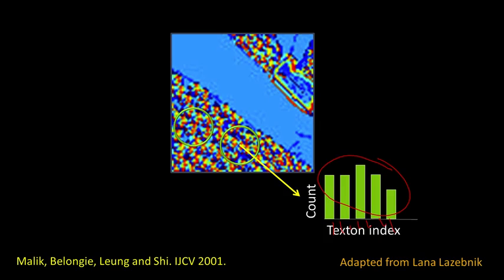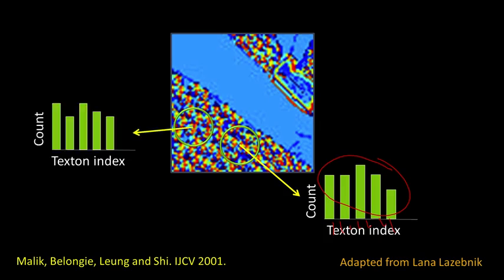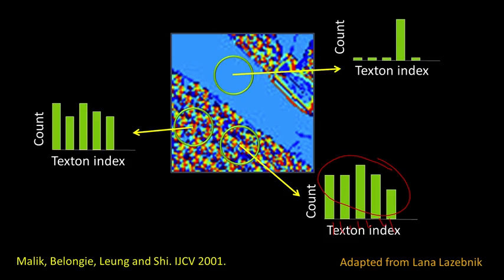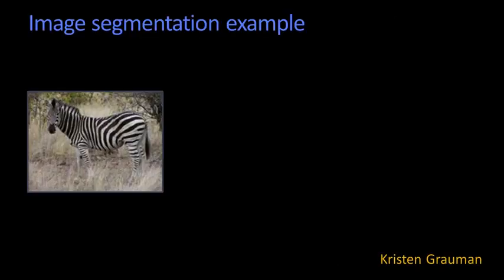So here's another window, and it has kind of a similar histogram. And here's a third window. Well, its histogram looks nothing like that. And the idea is that you're now going to cluster in the histogram space of these textons in order to be able to get your segmentation. All right? And how well does that work? Well, let me show you an example.